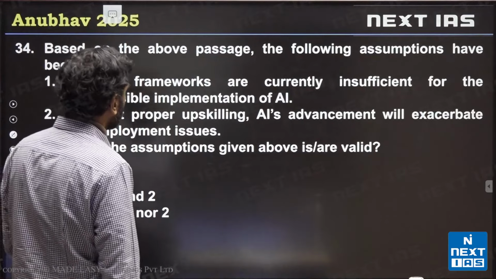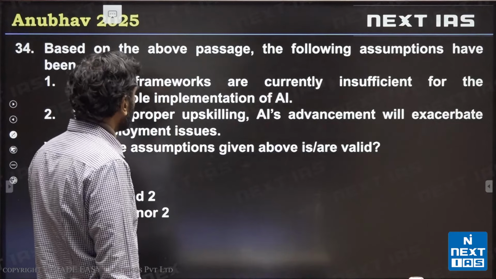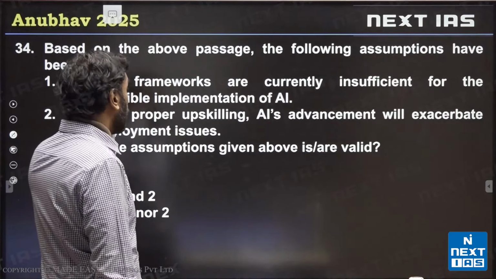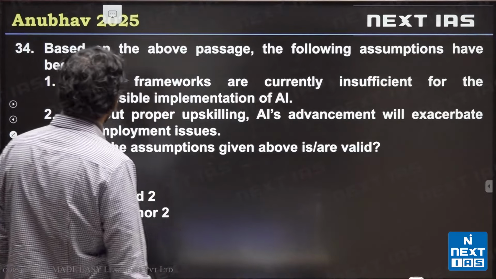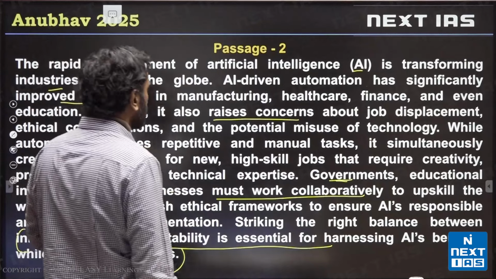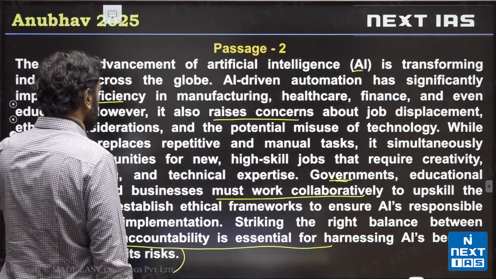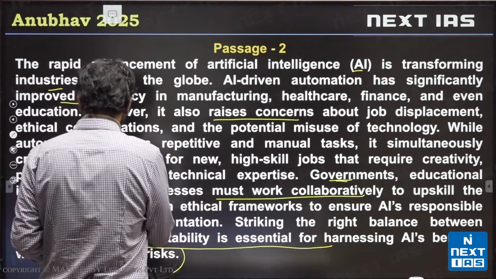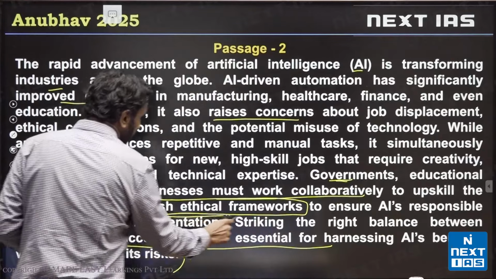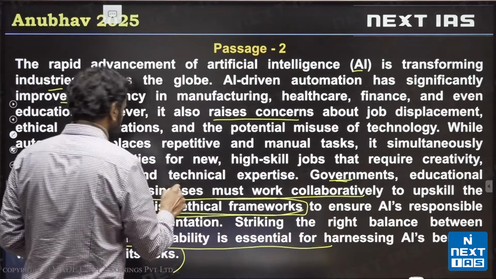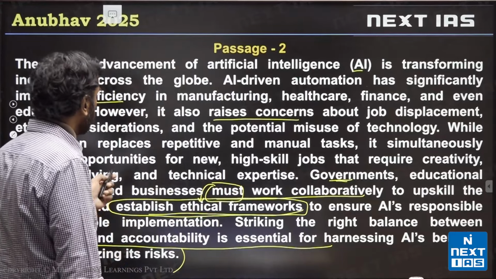There's one more question from the passage, the assumption question. 1: ethical frameworks are currently insufficient for responsible implementation of AI. So are current ethical frameworks sufficient or insufficient? That's what we are searching for, right? So it raises concerns about job displacement, ethical considerations, and potential misuse of technology. So we must work collaboratively to upskill the workforce and establish ethical frameworks. So the author is saying we must, just pay attention to these words, we must have or build, establish ethical frameworks.